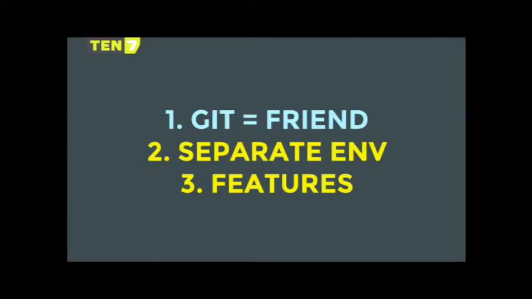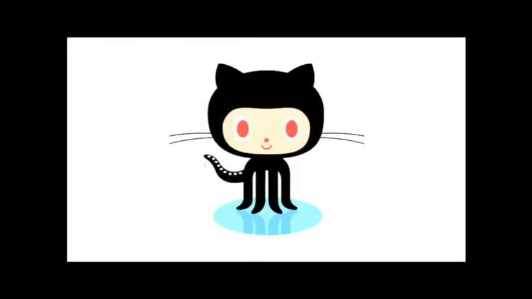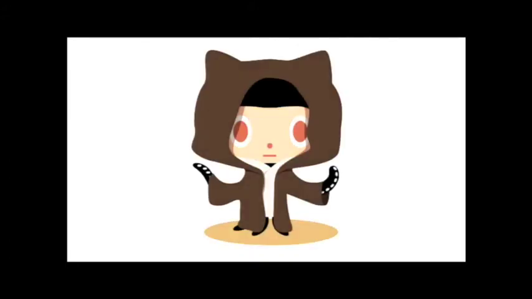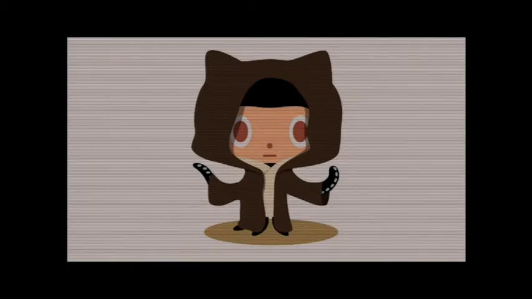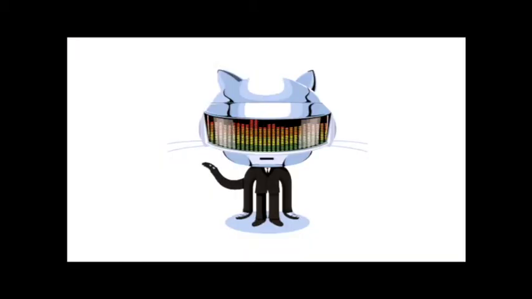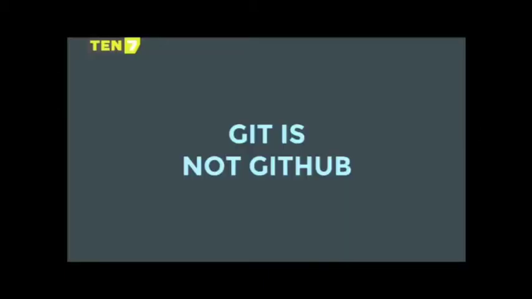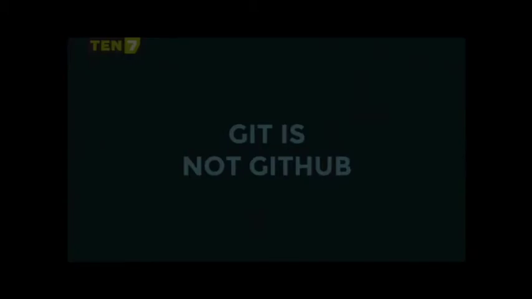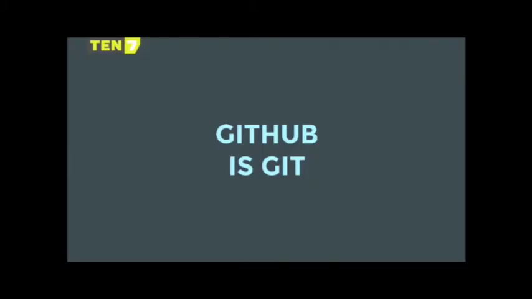So let's talk about Git being a friend. You've probably all seen Octocat and different iterations of Octocat. And you probably all know or think that GitHub and Git is the same thing. Git is not GitHub, if you've heard of GitHub, but GitHub is Git. And Beanstalk is Git. And Bitbucket is Git.